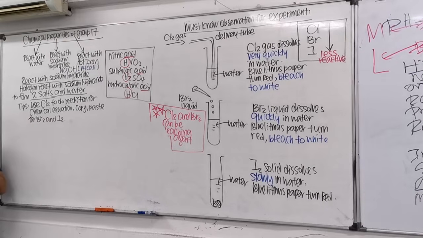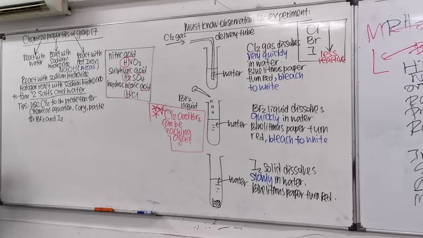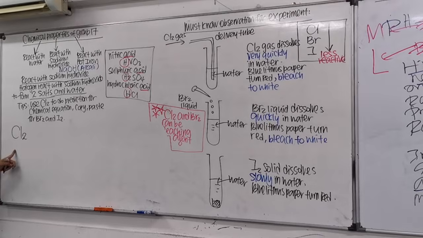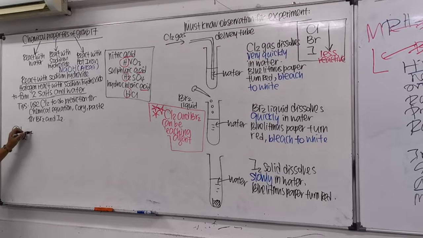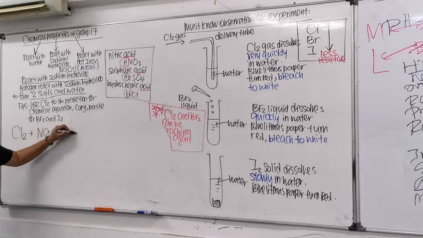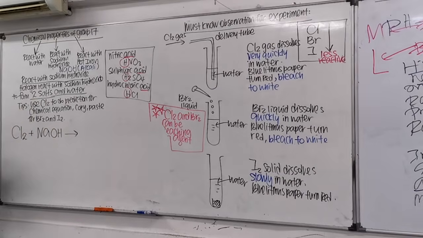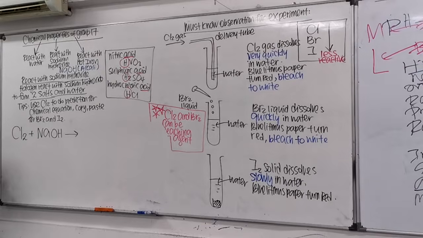Now, let me show you how I play with chlorine. Everyone look here. Okay, I have chlorine. Chlorine is Cl2. So chlorine, Cl2, reacts with sodium hydroxide, NaOH. Okay, now I want to form two salts and water.